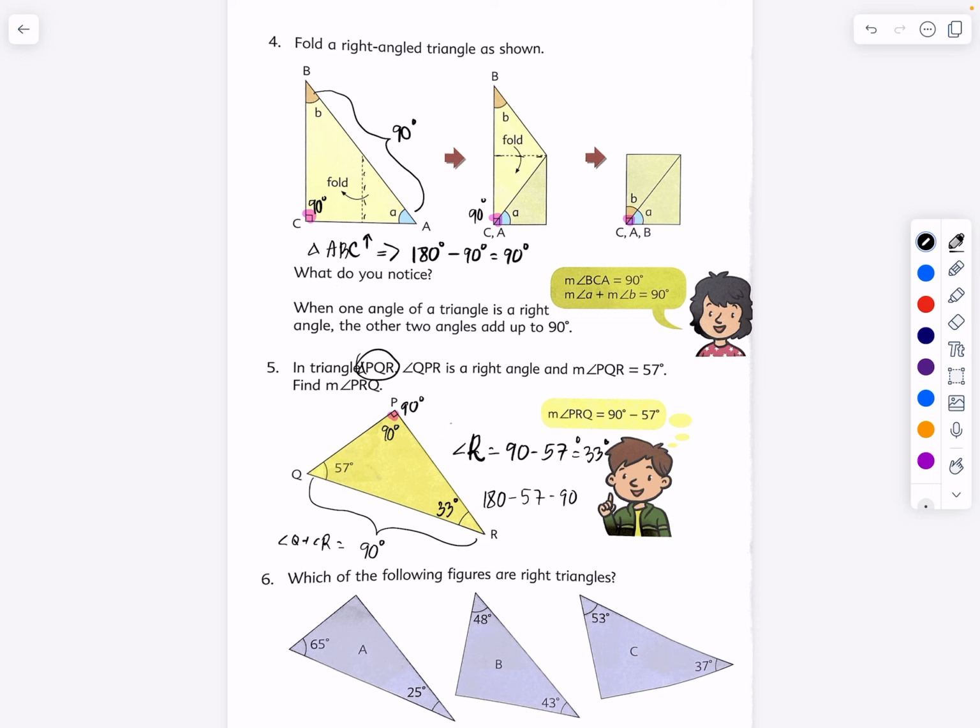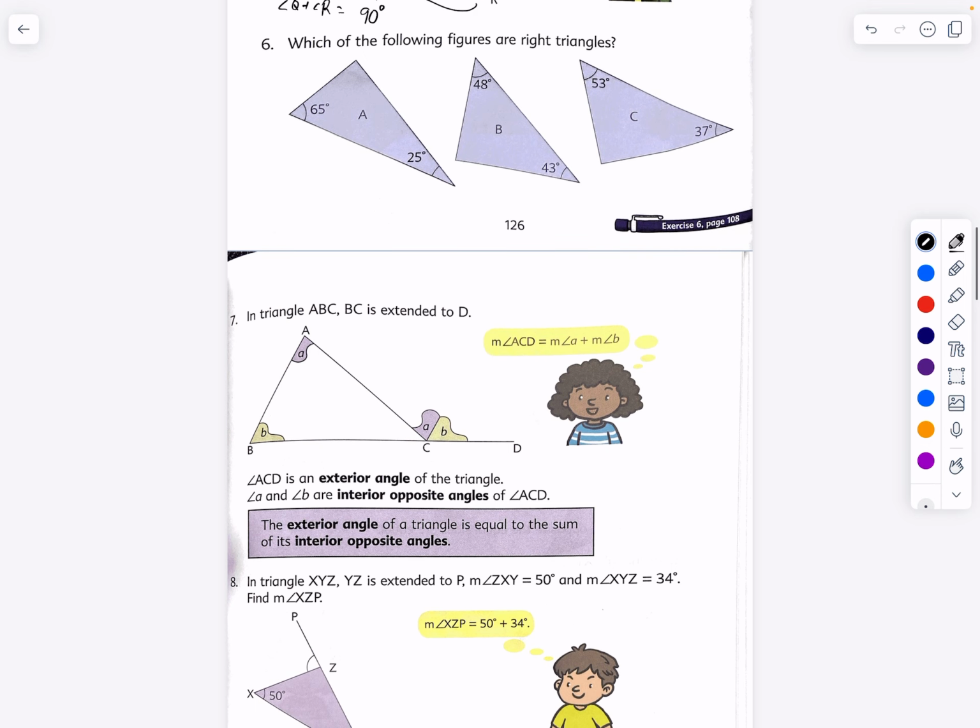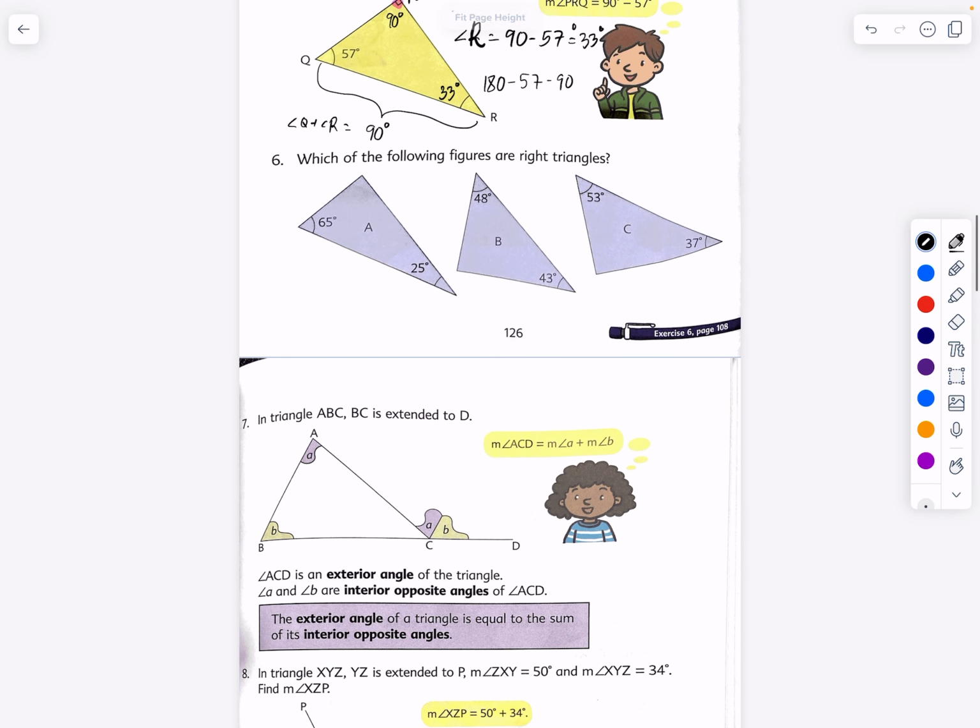So you can use the benchmark of 180 and subtract the two angles you know, or you can use the benchmark of 90 if you know there is a right angle of 90 degrees. So let's take a look at exercise number 6. Which of the following figures are right triangles? We're looking for right triangles.